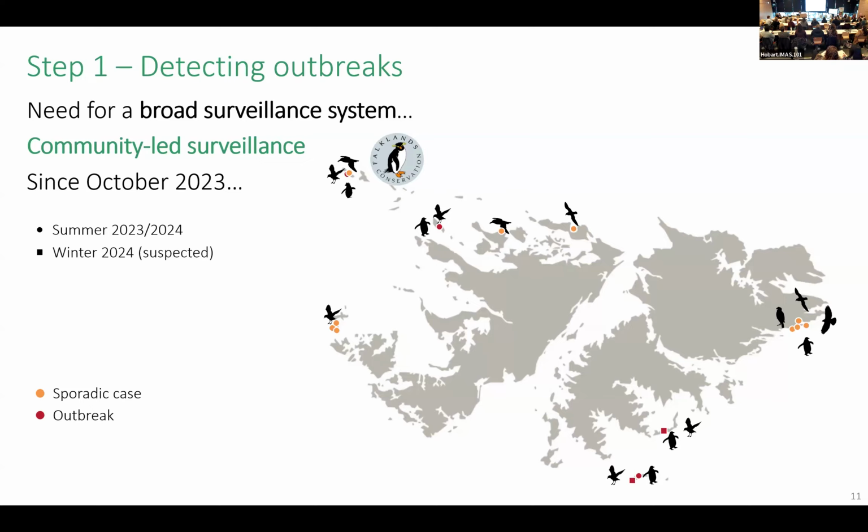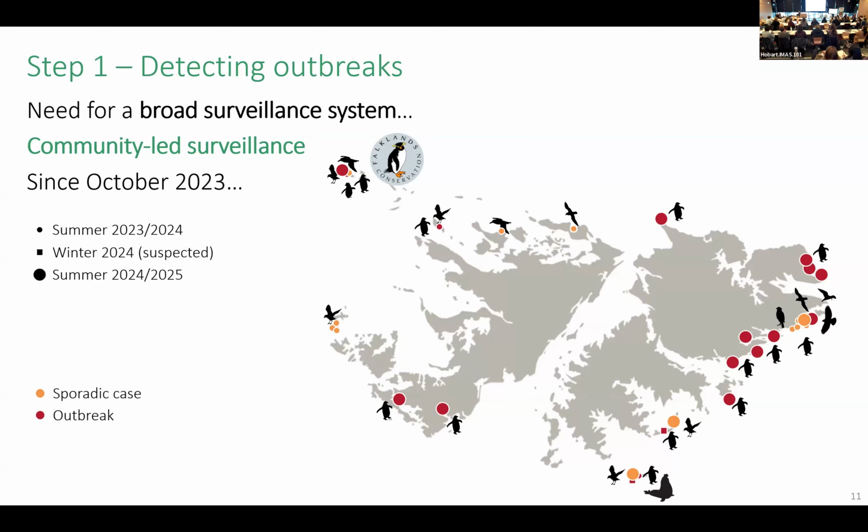Then we had a few cases in winter that were also reported by people. And then summer 2024, 2025, so 1 year later, second year of the outbreak there, we had this massive widespread episode of outbreaks popping up everywhere, mostly in Gentoo penguins, and also for the first time in the Falkland Islands in elephant seals. So that was our first mammalian outbreaks.